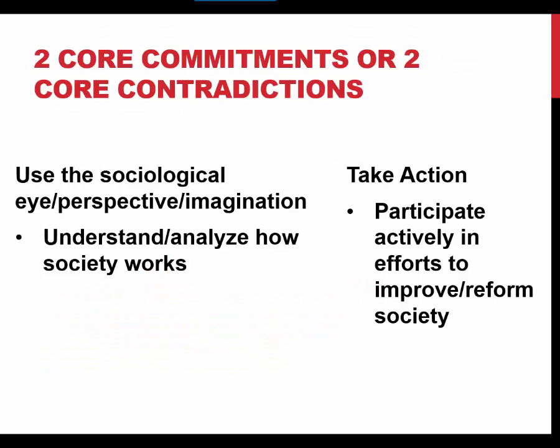And that's because there is what we call, depending on your stance, the two core commitments or the two core contradictions. Now, sociologists agree on the first here, that we use the sociological eye, perspective, imagination to understand and analyze how society works. Where sociologists sometimes disagree is what we then do with that knowledge. What do we do with that information once we gain it?